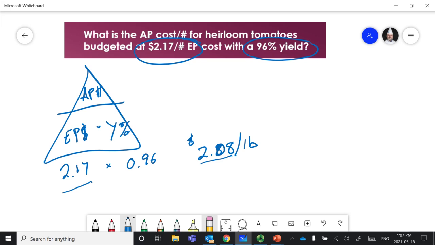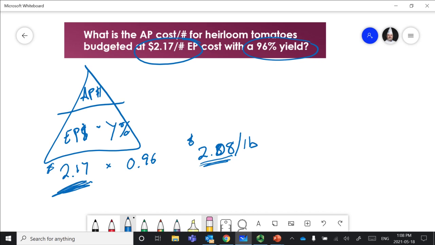Now, why do we have an example like this where we already know our edible portion cost? Well, maybe we're looking to compare. We know what our price is in our recipe, but we're looking to see what our heirloom tomatoes are costing if we buy them, right? So if we look at our price sheet from our supplier and our price for heirloom tomatoes is more than $2.08 per pound, we know we have to either change our recipe, recost our recipe, adjust our pricing, do something, because we're paying more than we have budgeted with this $2.17 per pound.